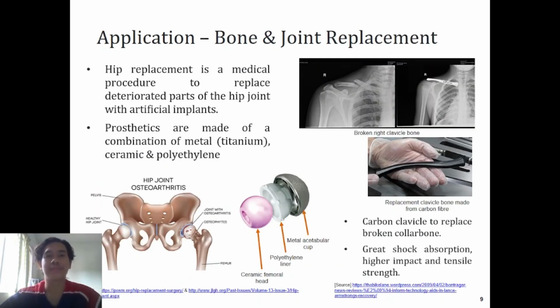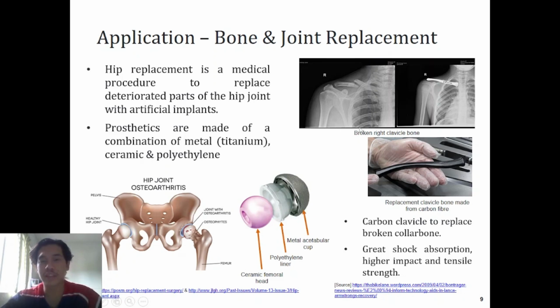Next example of application is bone and joint replacement. For example, for a hip joint with osteoarthritis, we can replace these joints by using prosthetics that are made of titanium, ceramic, and polyethylene.